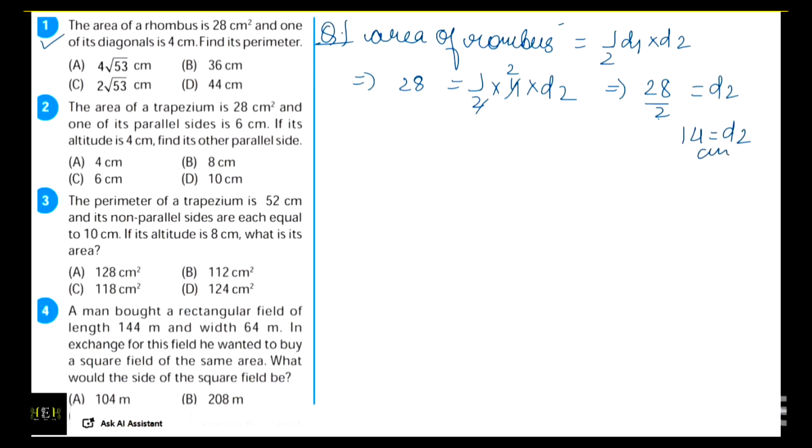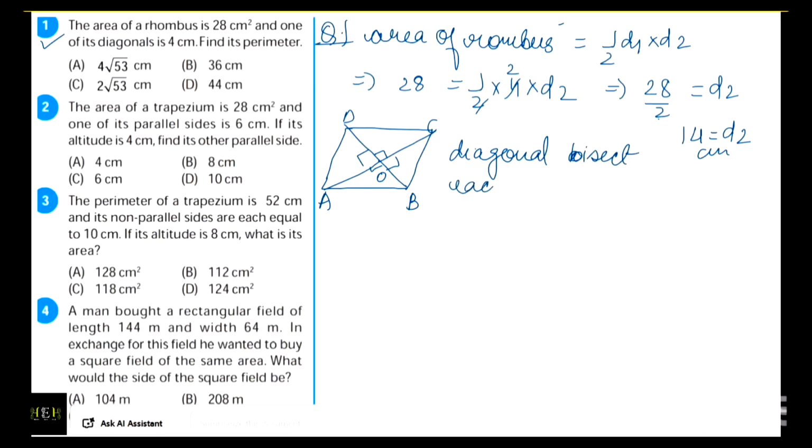14 centimeter. Now suppose this one is your rhombus ABCD, and these are the diagonals. I am joining the diagonals, and these diagonals are intersecting each other at O. Then these are also perpendicular. Since diagonals bisect each other and are perpendicular to each other, clear? So if it is the long side, then it will be 7 and 7 because it is 14, and since it is 4, I will do 2 and 2.